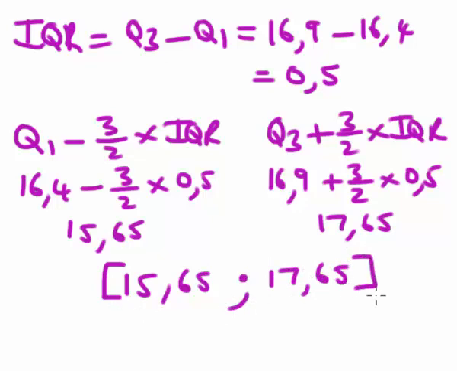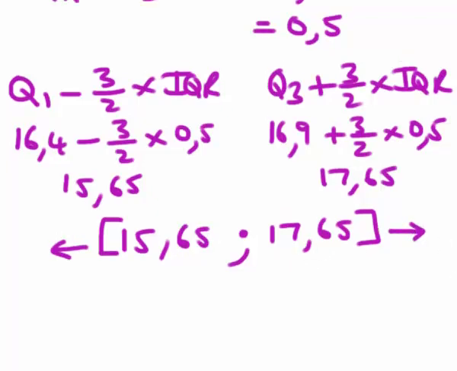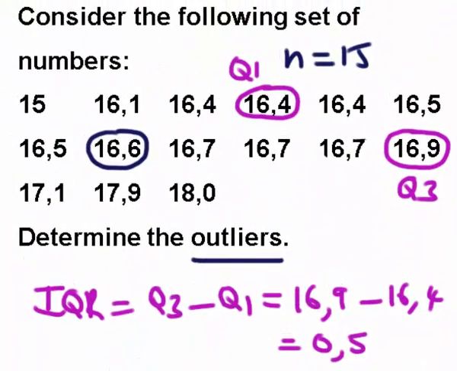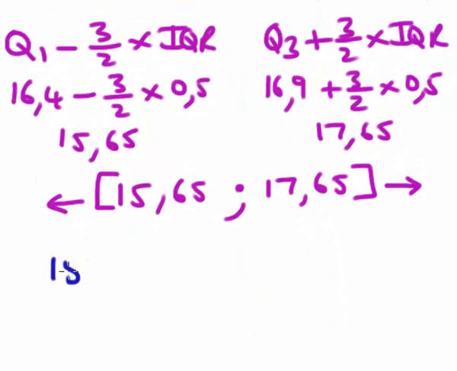Now, look at this interval. Do any of the scores in our data set fall outside of this interval? Are there any scores below 15.65? Are there any scores above 17.65? Well, let's check. Can you see what I see? 15 is most definitely outside of the interval. So 15 lies outside, so let's write him down.